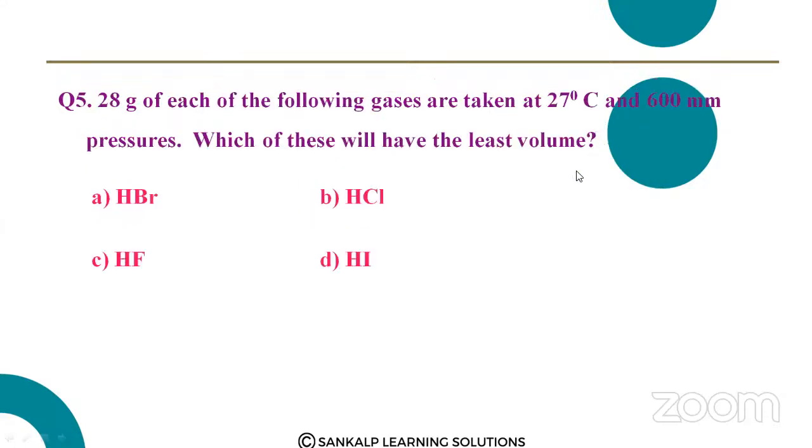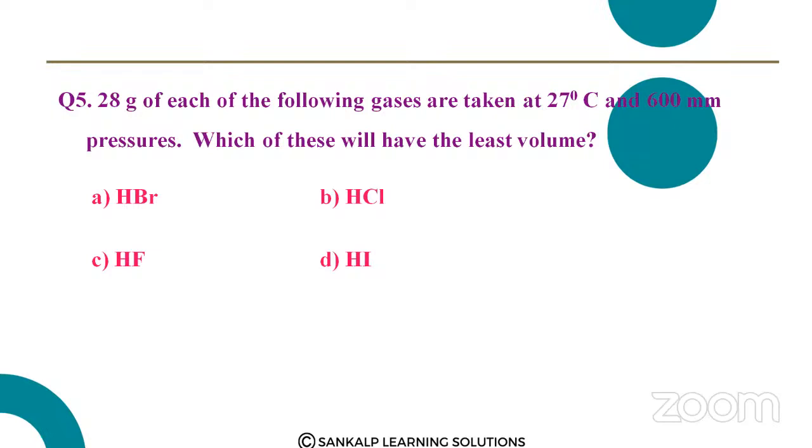Next, 28 grams of each of the following gases are taken at 27 degrees Celsius and 600 mm pressure. Which of these will have the least volume?